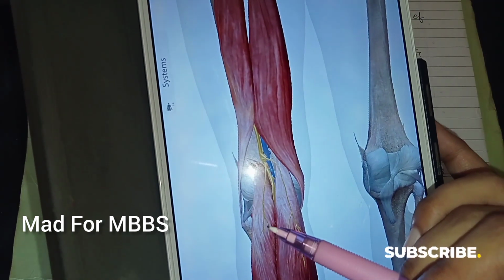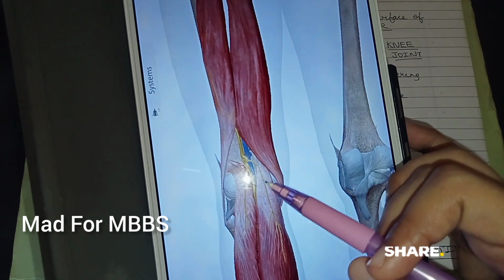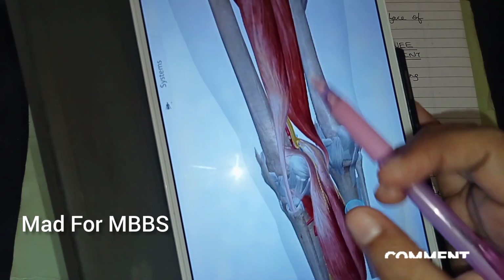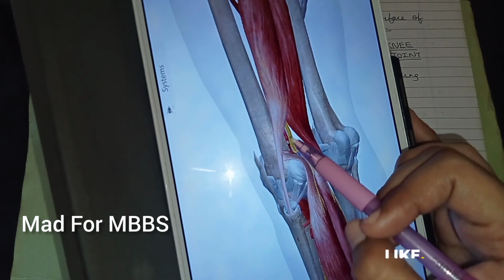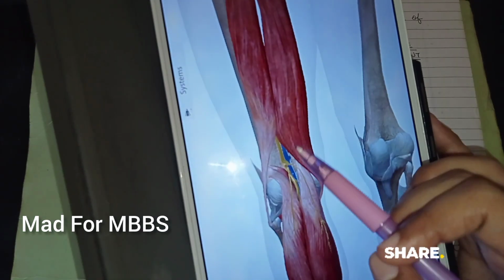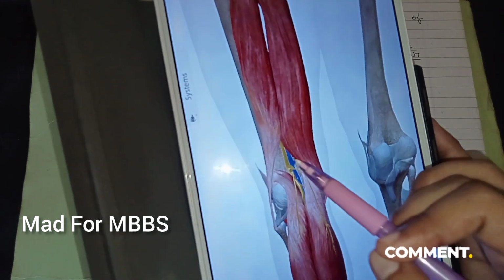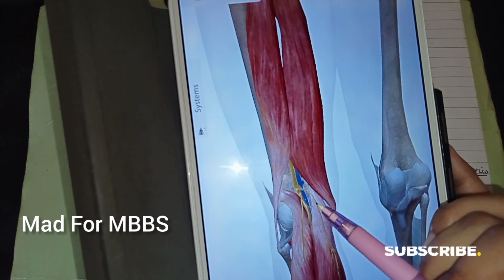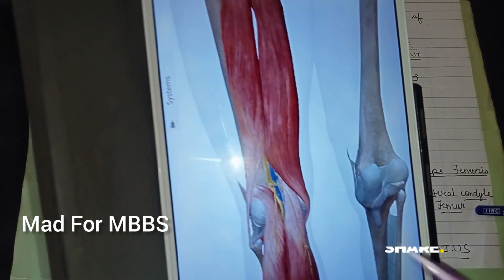As I said, popliteal artery is the deepest structure in the popliteal fossa. It is seen very deep to these structures. This is a popliteal artery and is seen deep to these structures. And now we will talk about its medial relations.